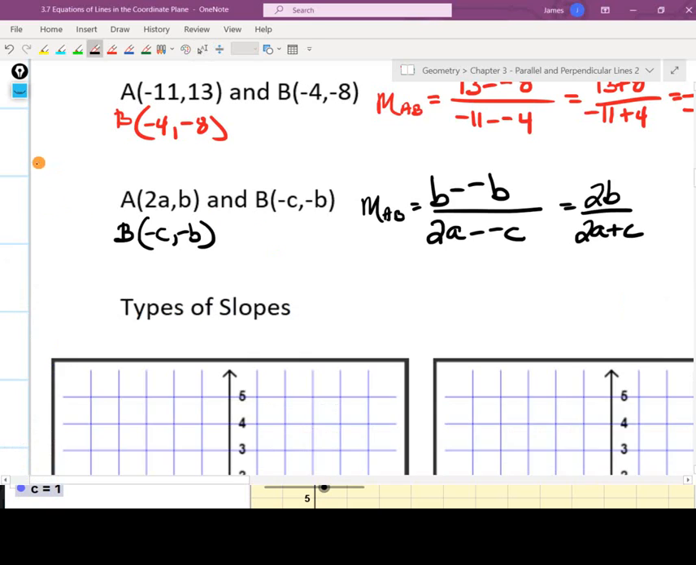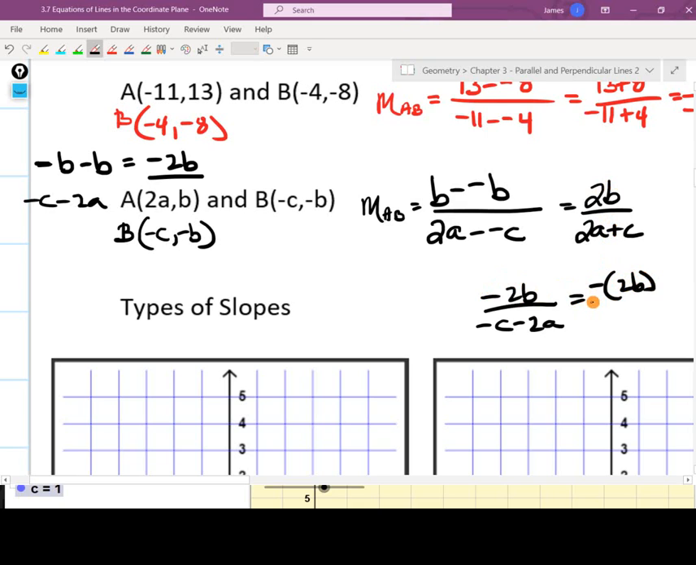So you would have negative B minus B, right? So that would give you negative 2B. And then on the bottom you're going to have negative C minus 2A. So if I go negative 2B over negative C minus 2A, that looks different than this, right? But if I factor a negative out of the top, that becomes something like that, right?